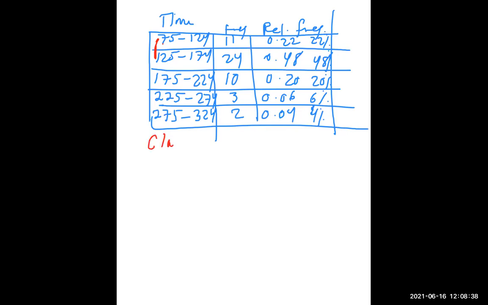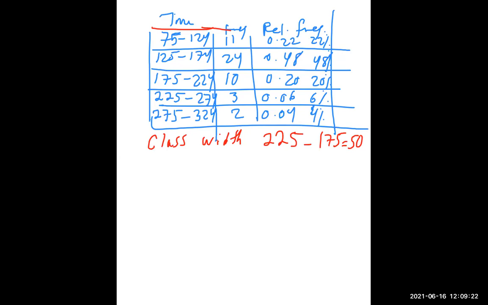So if I was asked for class width, I would subtract any two consecutive lower limits, and that would have given me the class width. It doesn't matter which two consecutive ones. So that's one thing. So now the next. Okay, 75. There we go. So that was class width.